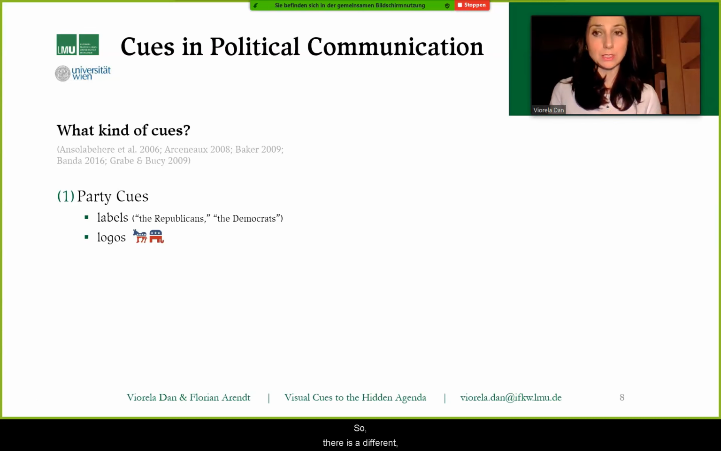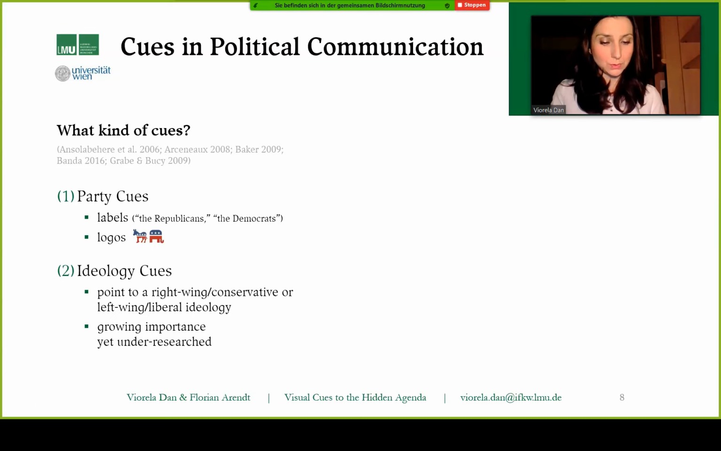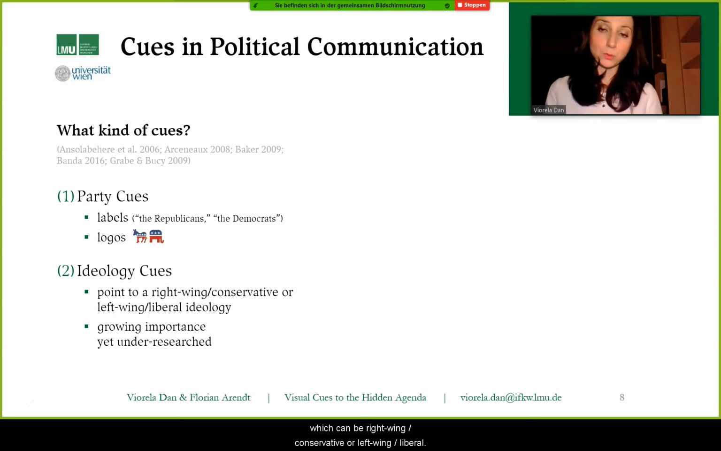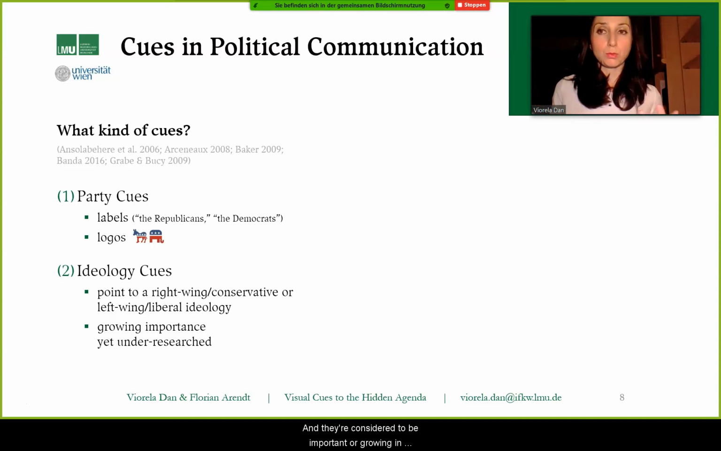So there is a second category of cues, and those are ideology cues. What they can do is to point to ideology, be it right-wing conservative or left-wing liberal, and they are considered to be very important or growing in importance, but they are yet under-researched. To give you an example, a framed photo on a politician's desk, religious symbols hanging on somebody's wall, or photo props like weapons or flags.